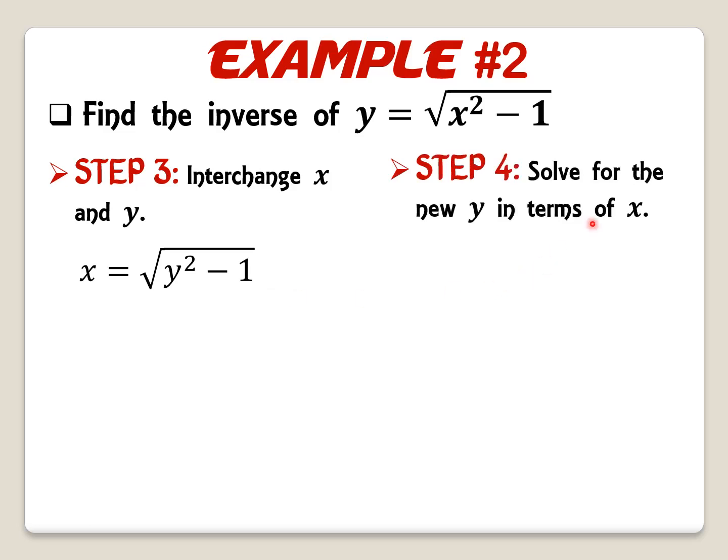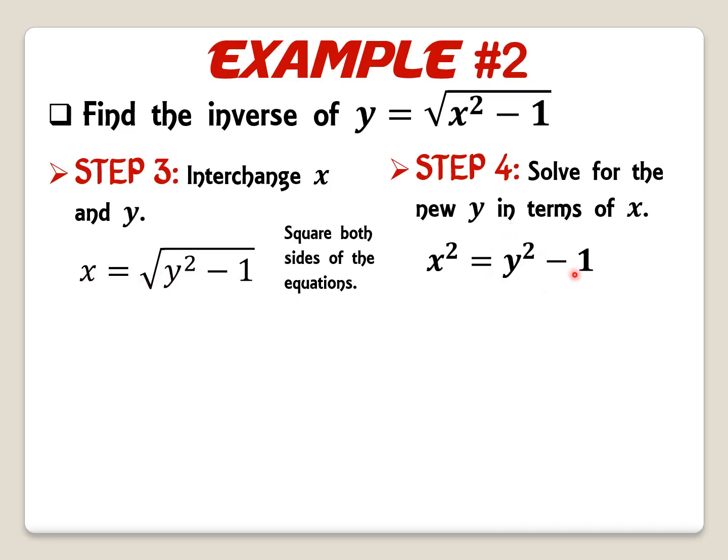Step 4 is to solve for the new y in terms of x. So here, you're going to solve for the new y. The first step is to remove the square root. You have to square both sides. Okay? So this will be the resulting equation: x squared is equal to y squared minus 1. So it just comes out of the radical when you square both sides of the equation.